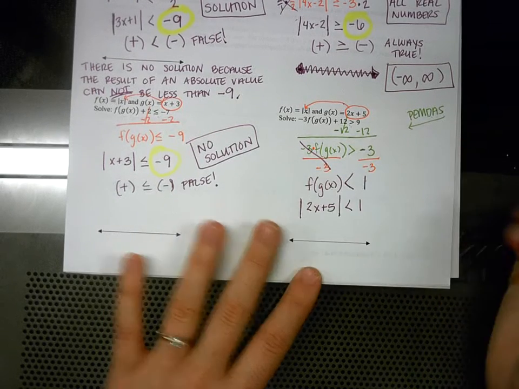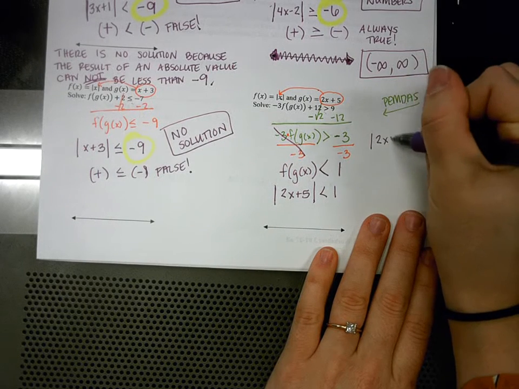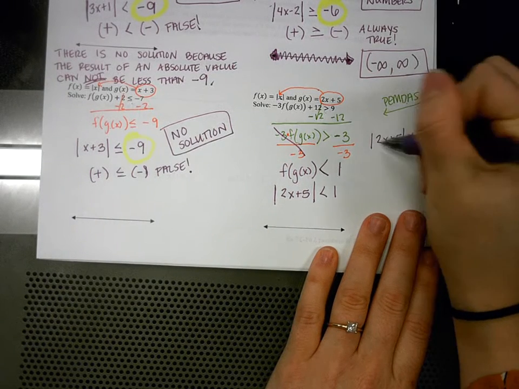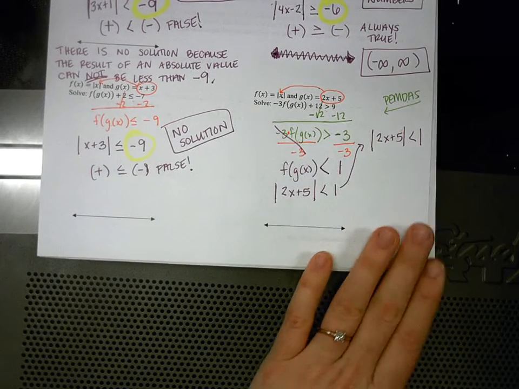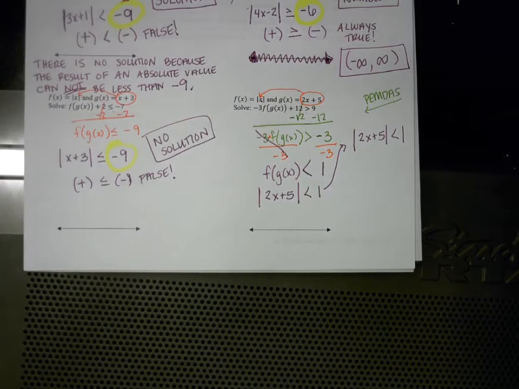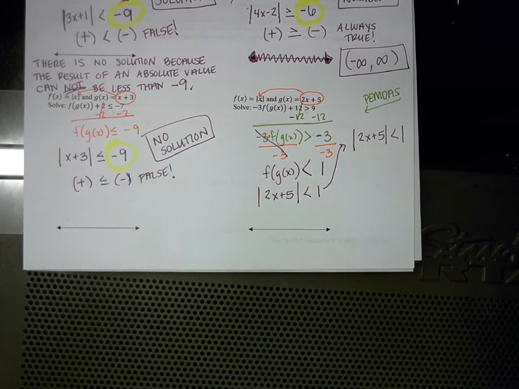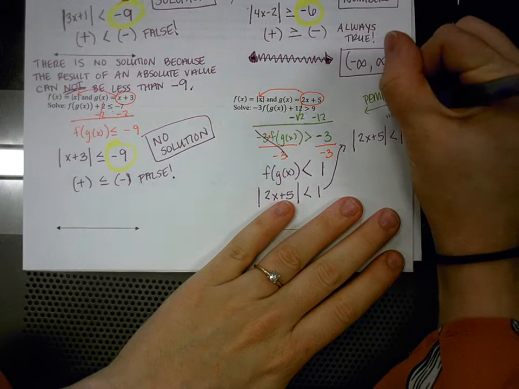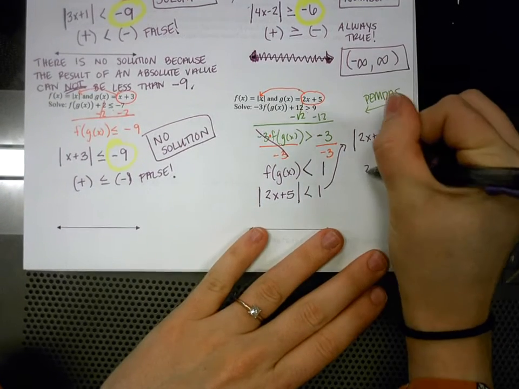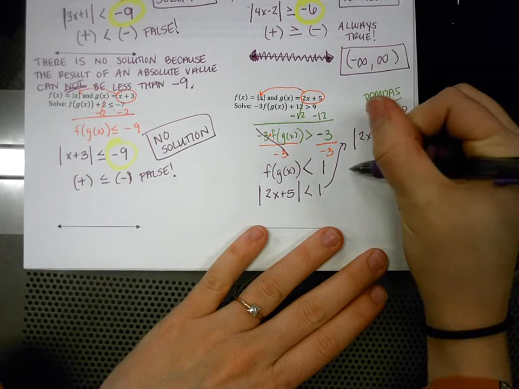Okay, I'm going to continue solving this on the right. So I'm just going to rewrite it. Is this a special case? No, my 1 is not a negative number. So is this an and problem or an or problem? And. Less than tells me it's an and problem. So 2x plus 5 has to be between 1 and negative 1.